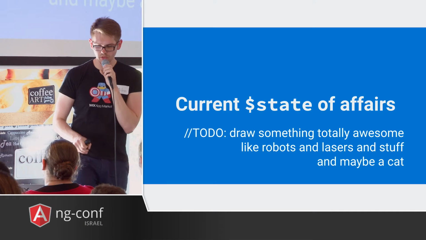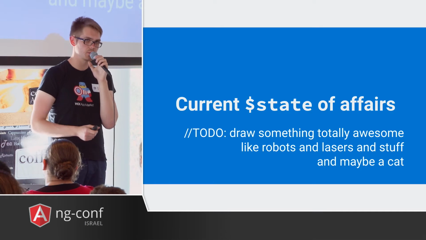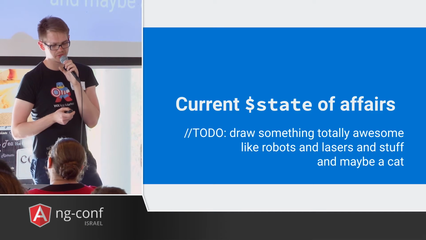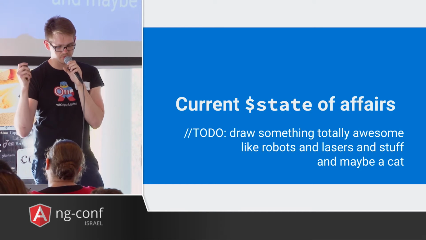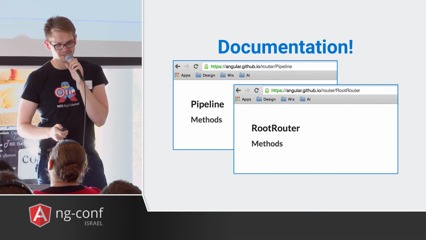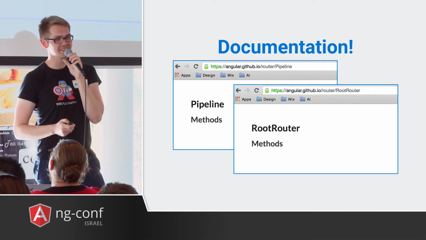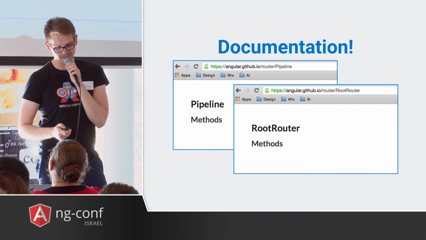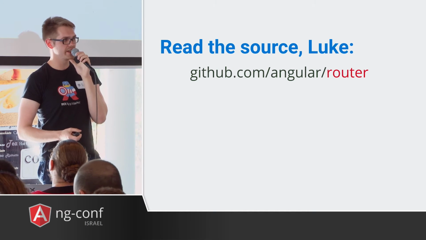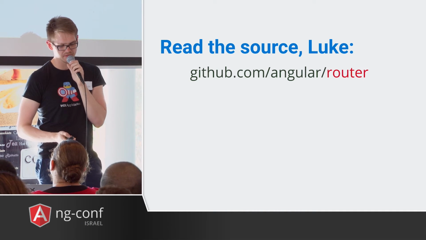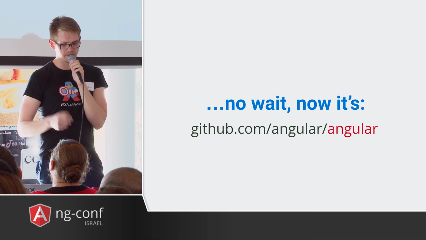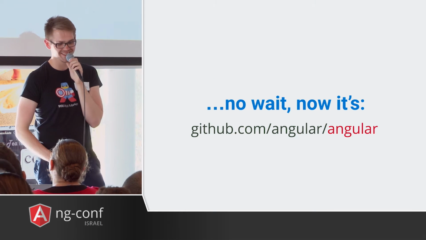All right, so with all that said, let's look at what the current state of affairs looks like in the repository. So this is the documentation right now. As you can see, it's in an early stage. So you say, all right, I'll be brave, I'll read the source. You go to the Angular router repository. Turns out it's moved to another place.